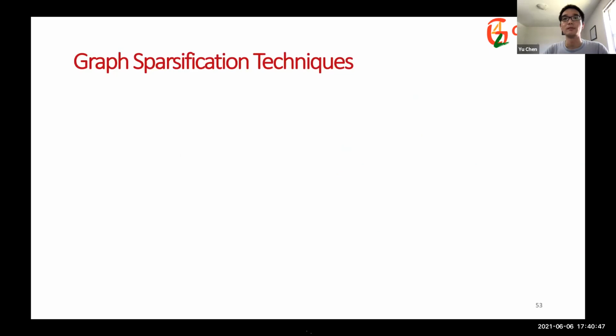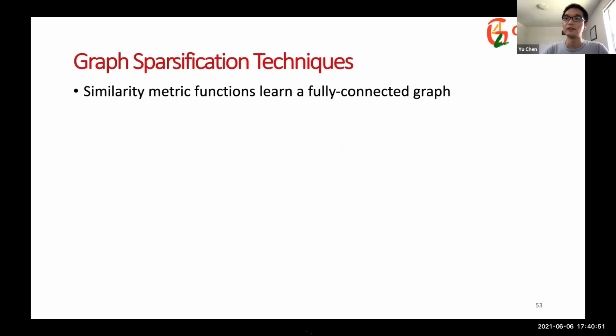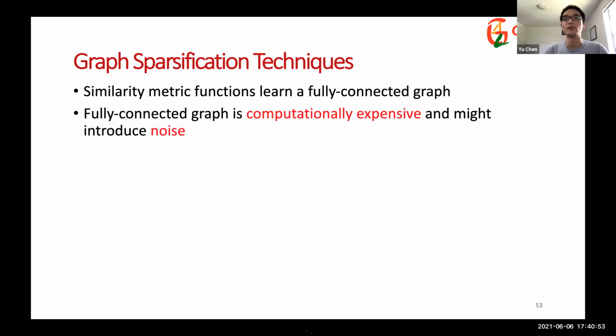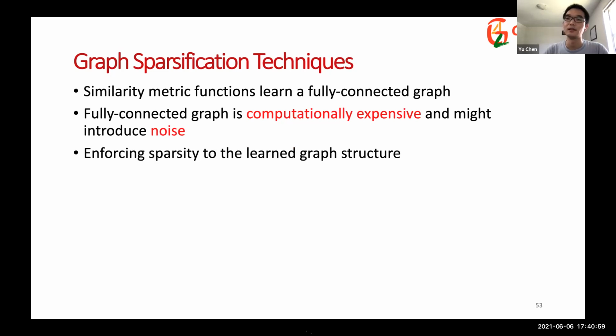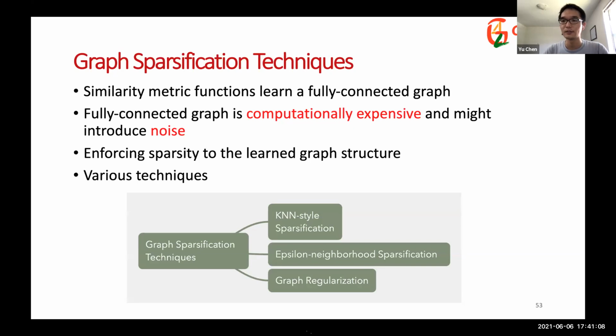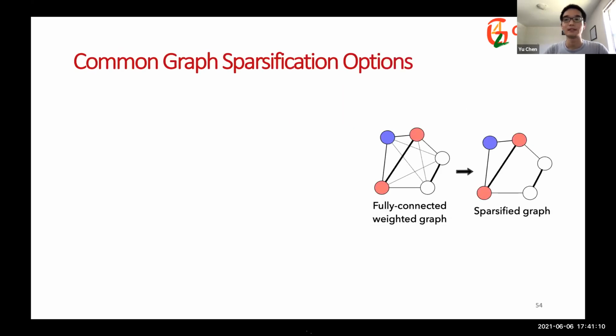So far, similarity metric functions learn a fully connected graph. However, a fully connected graph is computationally expensive and might introduce noise. So we might want to enforce sparsity on the learned graph structure to obtain a sparse graph by leveraging various techniques, as we list as follows.